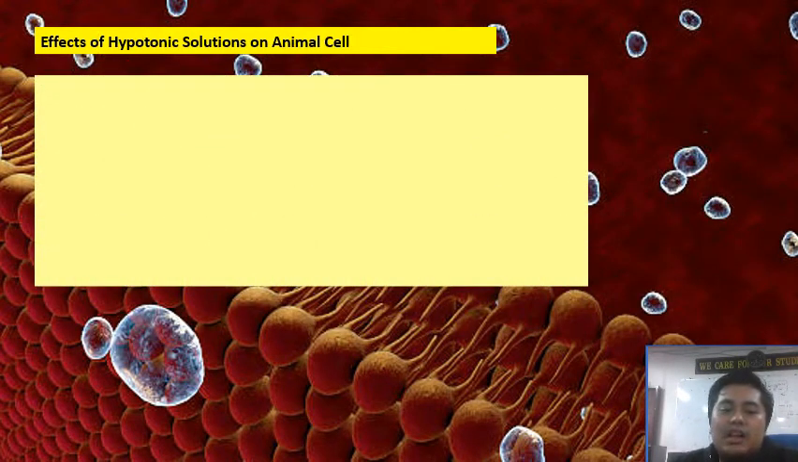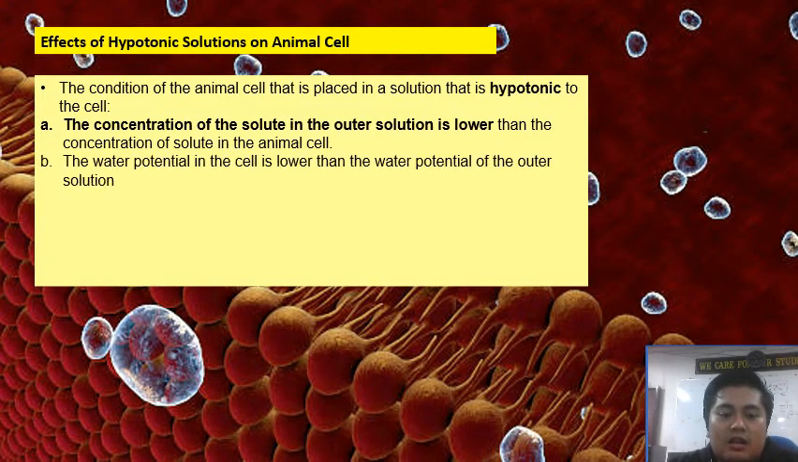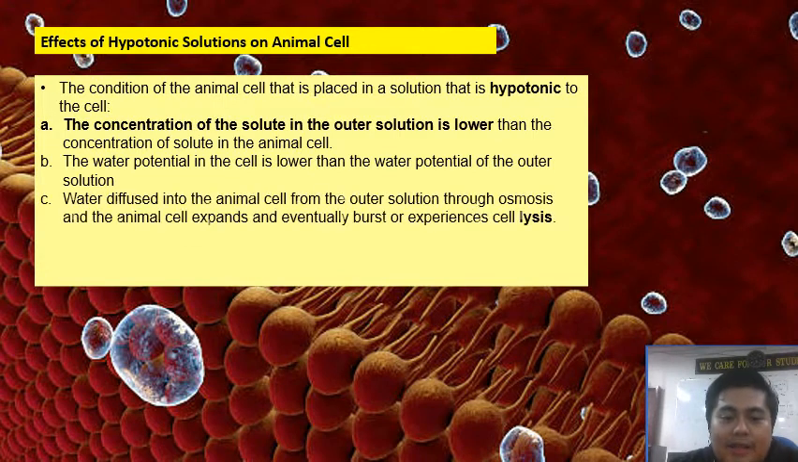So, bila kita letak animal cell pula dalam hypotonic solution, apa akan berlaku? Sama juga macam tadi, concentration solute dekat luar rendah, air kat luar tinggi berbanding kat dalam sel. Concentration kat luar lagi rendah daripada kat dalam sel. Sebab apa? Water potential kat luar lagi tinggi. So, air akan meresap masuk ke dalam animal cell from the outer solution through osmosis, and the animal cell will expand and eventually burst or experience cell lysis.